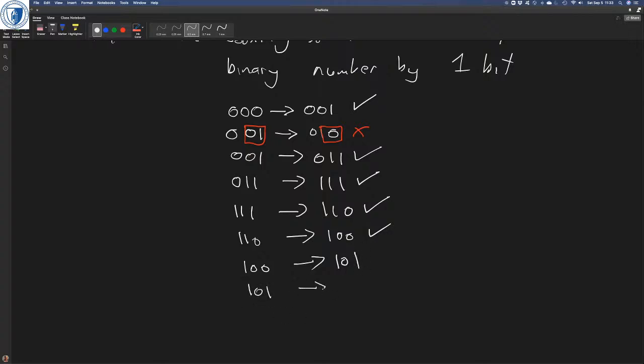Quick question, is Grey Code limited to 3 bits? No, it can be any number of bits, right? If you've got 10 bits, again, the grey code order would just be each subsequent binary number only differs from the previous one by 1 bit. Okay, thank you. You're welcome.